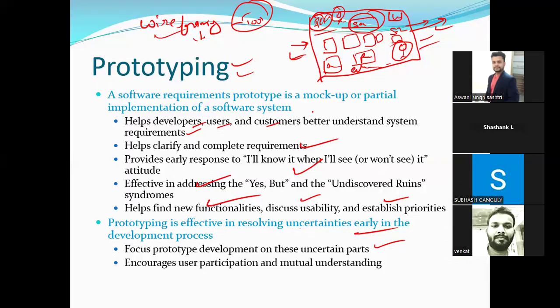Shashank understood prototyping? Yes, sir. And once we are having the class of wireframing by using tool, you will understand कि how to create it. Okay. Subhat understood? Yes, sir. Venkat understood? Yes, sir.